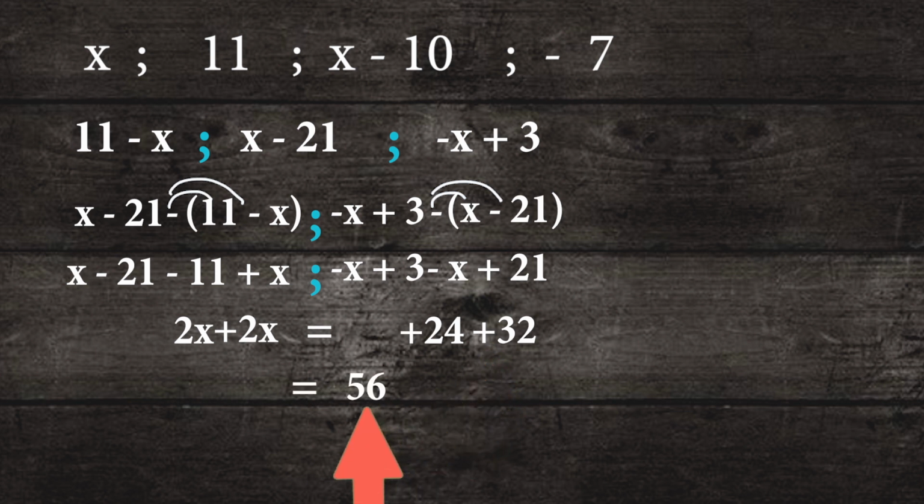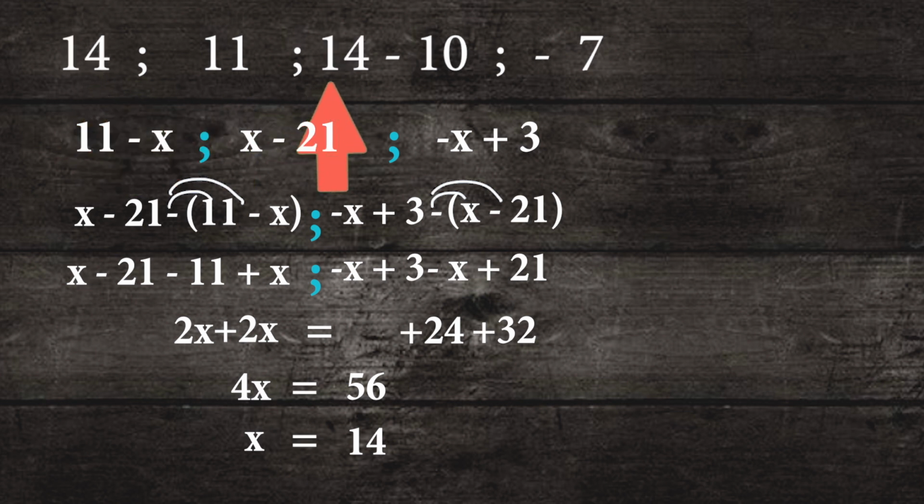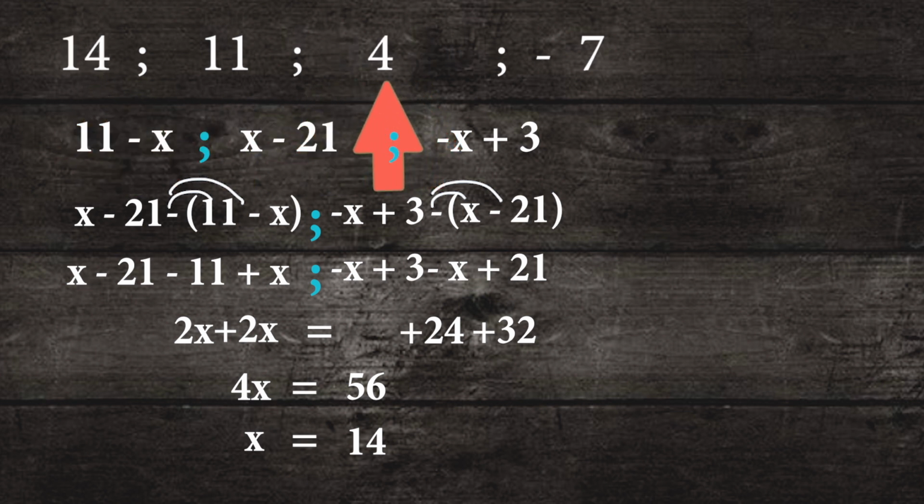So on the right side we end up with 56. On the left side we end up with 4x. So 56 divided by the coefficient gives us 14, and x is equal to 14. So that means this first term is 14, and 14 minus 10 is a 4. And that is our quadratic series.